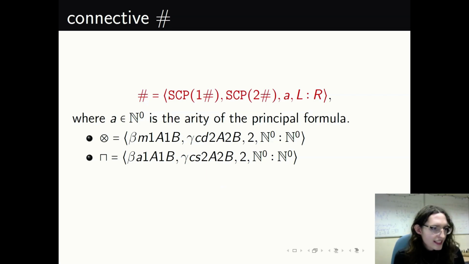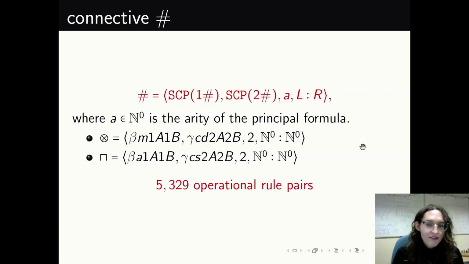Now, what we need next is to look at how many there are. And in fact, if you run through all of the possible combinatorics, you'll get 5,329 operational rule pairs you could define using this component-wise method. So there are 5,329 potential operational rule pairs definable in two-dimensional sequent calculi. So there's quite a bit of cases for us to consider, and as we'll see later on, reducing this number of cases will be one of the nice tricks we'll have to find our way around here.